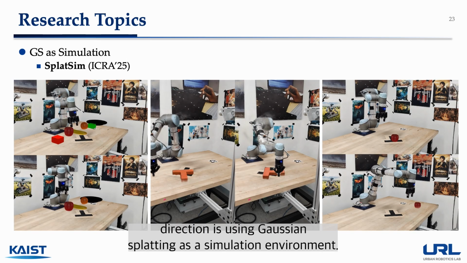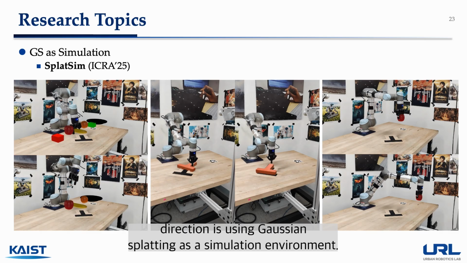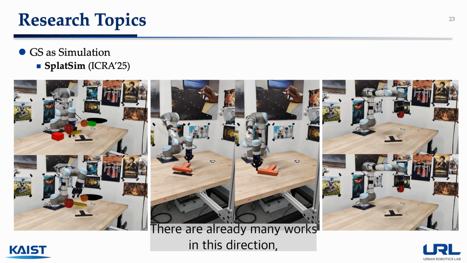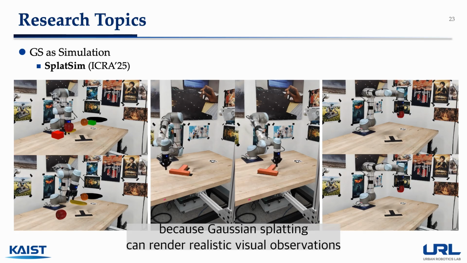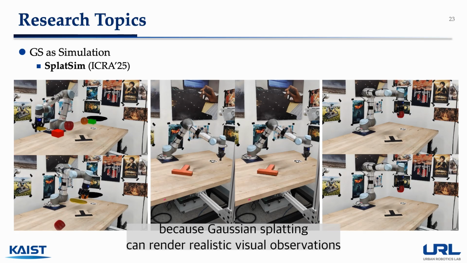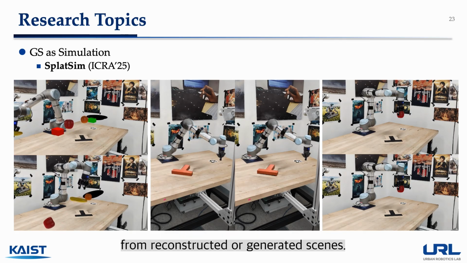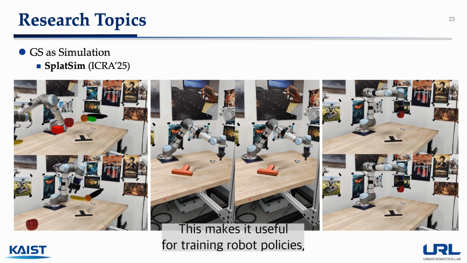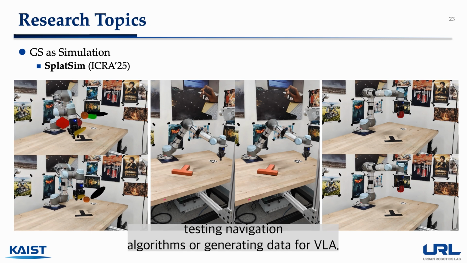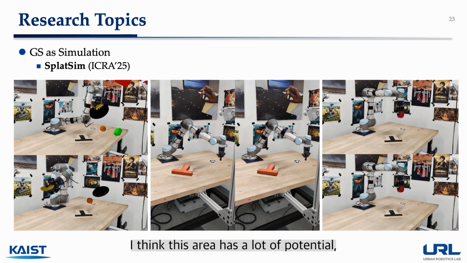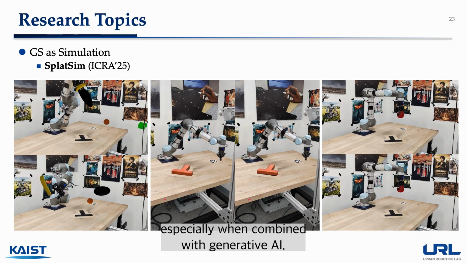Another important direction is using Gaussian splatting as a simulation environment. There are already many works in this direction because Gaussian splatting can render realistic visual observations from reconstructed or generated scenes. This makes it useful for training robot policies, testing navigation algorithms, or generating data for VLA. I think this area has a lot of potential, especially when combined with generative AI.